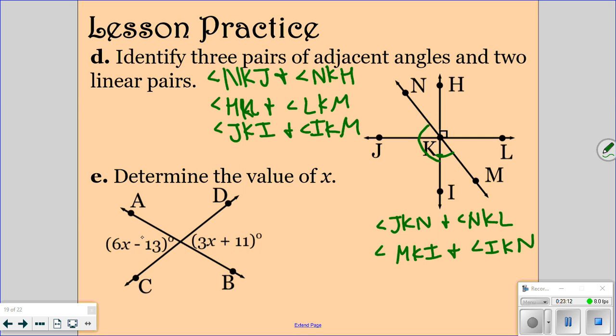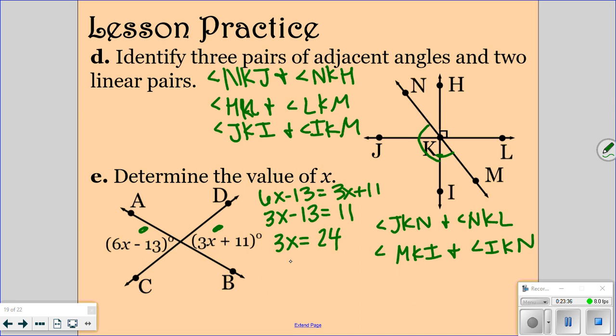For this one, these are vertical angles. So 6x minus 13 would equal 3x plus 11. So then you're just going to solve your equation. So I'm going to subtract 3x on both sides. And then I'm going to add 13. So 11 plus 13 is 24. And then if you divide by 3, x would have to be 8. So that would be your answer there.